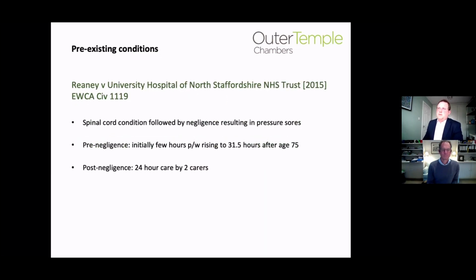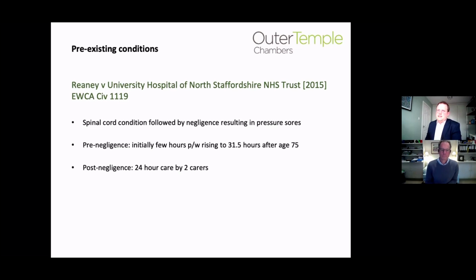The first case I would like to discuss is that of Rennie and University Hospital of North Staffordshire NHS Trust. The claimant in that case, at the age of 61, contracted a spinal cord condition that had left her paralysed from the mid-thoracic level down. Whilst hospitalised, she developed a number of deep pressure sores and other problems as a result of the defendant's negligence. A summary of the pre- and post-accident needs are set out on the slide.